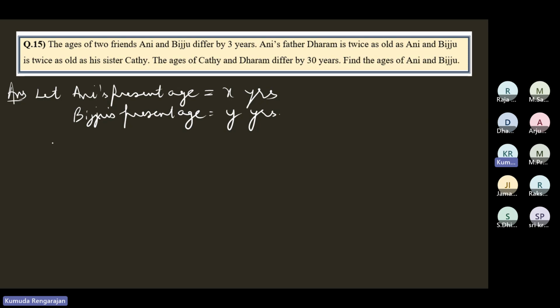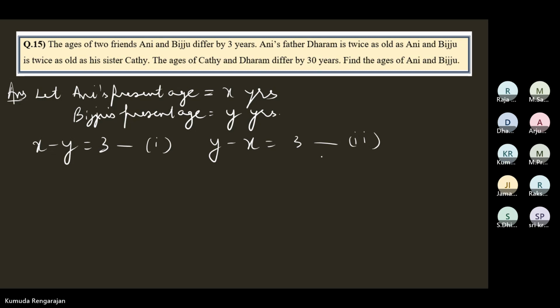Now coming back to the information, the ages of the two friends differ by 3 years. So we have two equations from this. It can be X minus Y is equal to 3, or it can be Y minus X is equal to 3. You don't know, depending on who's elder. So both are correct.